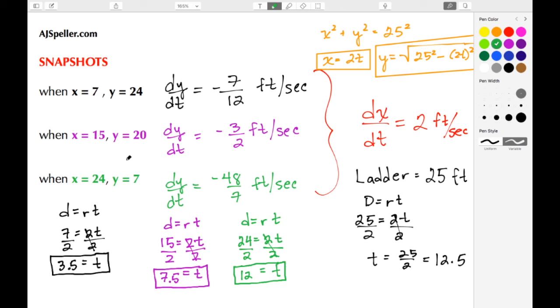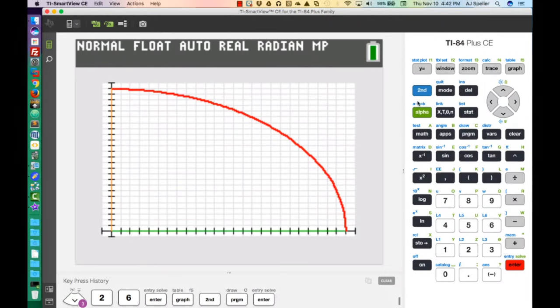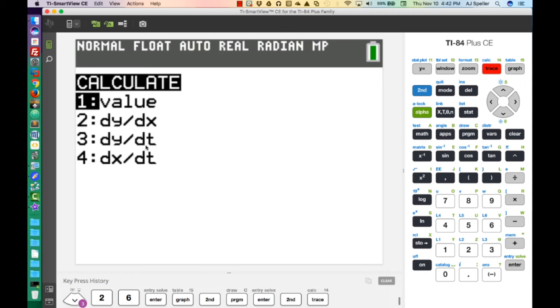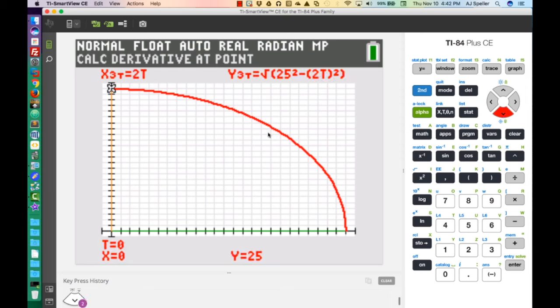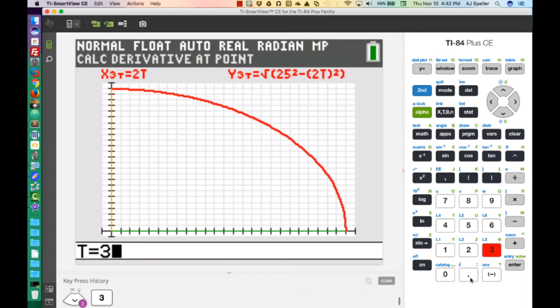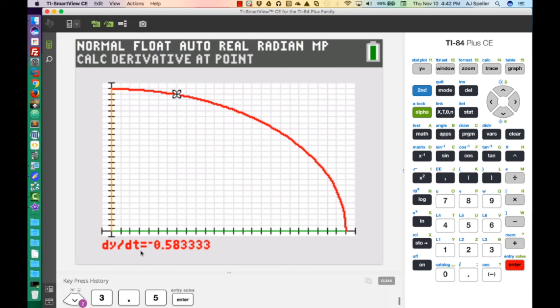All right, so let's go back to the tool. This time we're going to use 3.5 to figure out if dy/dt remains at the negative 7/12 feet per second. So we're going to click on second, and then press the trace button. We want to figure out what dy/dt is, so we're going to arrow down to 3, press enter. And what I want to do is again press down until I'm on the red, which is this curve here. And the time that I want to put in is 3.5. So I type that in and then press enter.